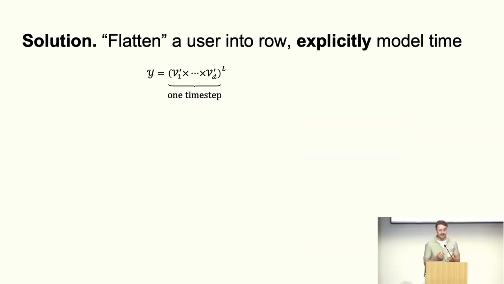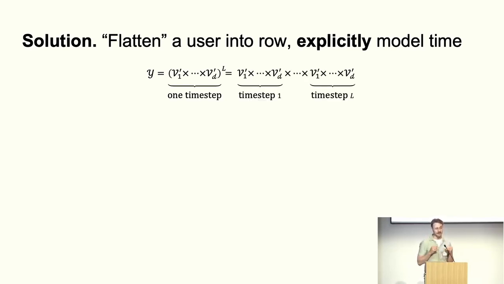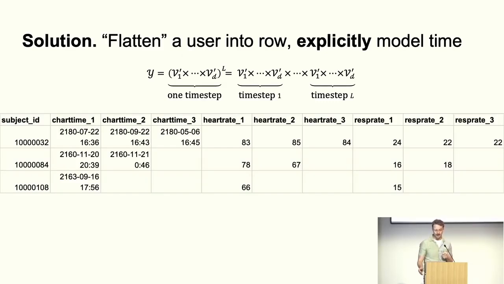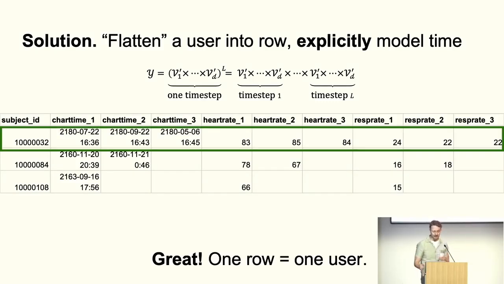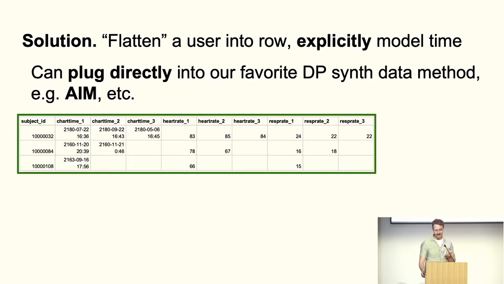One initial idea, I think it's very natural, is to flatten each user and change the column space accordingly. So we can take each column, say heart rate, and instead of having one heart rate column, we have a heart rate column for time step 1, a heart rate column for time step 2, etc. That looks like this. Great, now we have one user is one row. Perfect. We can plug this directly into our favorite differentially private synthetic data method, whatever you want.